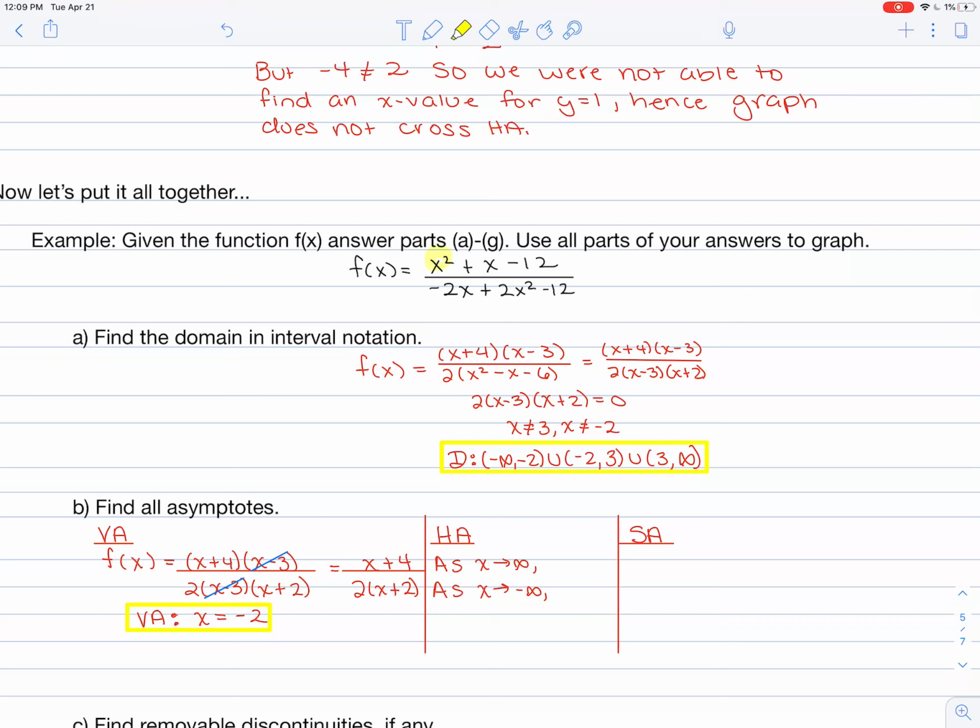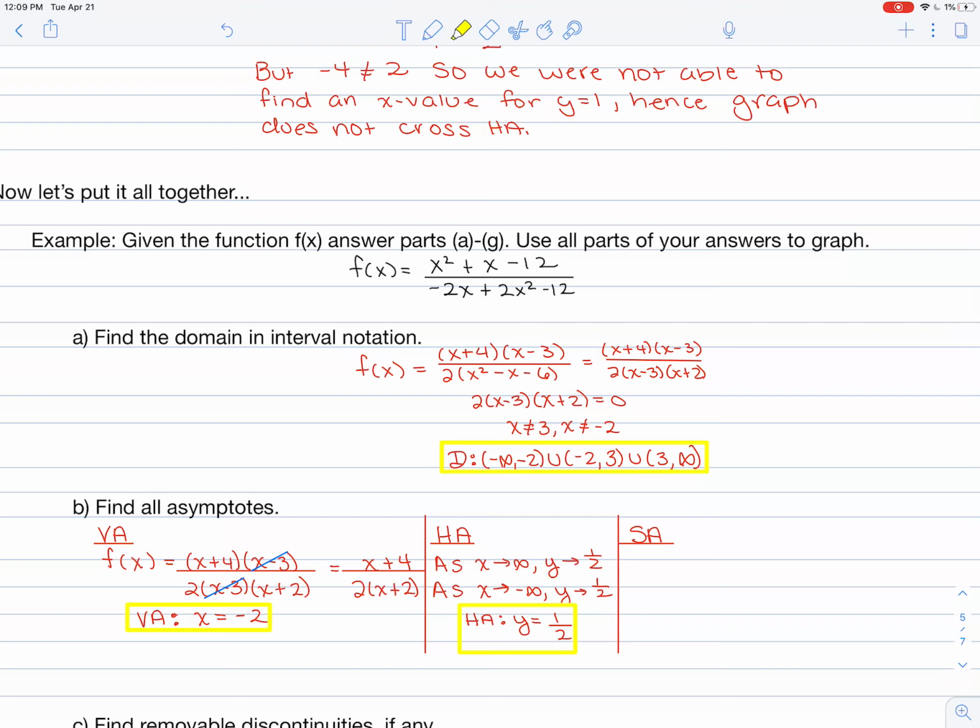So I'm going to look back at my original function. Look at the degrees. The degree of the numerator and denominator are exactly the same. So if you remember, if the degrees are exactly the same, then we're going to get the coefficients in front of those variables. So you should get 1/2. And as x approaches negative infinity, we're going to get the same thing. So our horizontal asymptote is y equals 1/2.